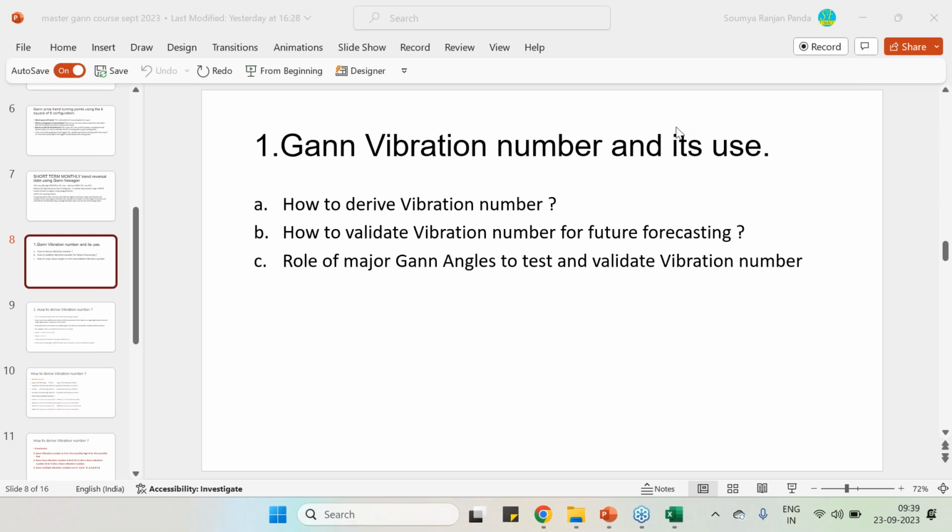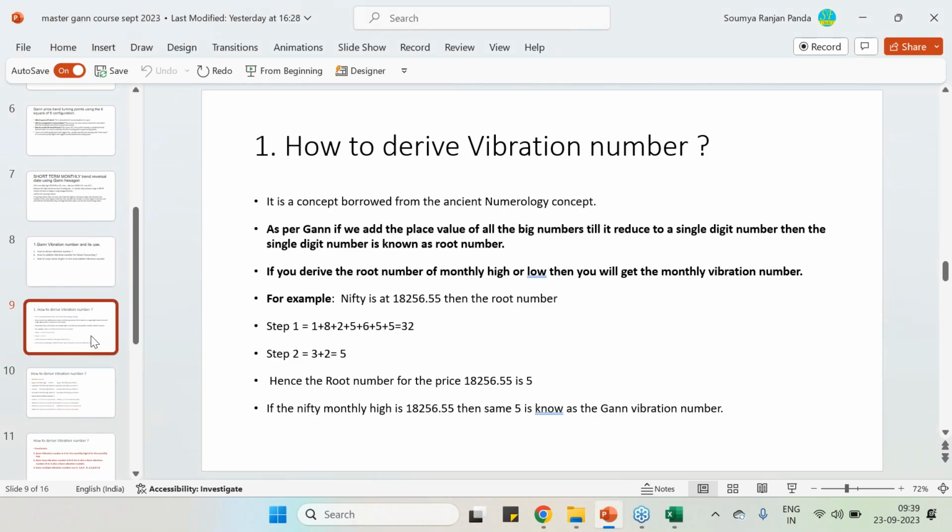Fine. So here Ramkumarji is telling that the Square of 144 and vibration numbers are brilliant works. Yes, indeed they are brilliant works. I will show you the proof today. You will be astonished at the outcome of this particular vibration number. So the vibration number is a root number which is derived from that number. You can say that it is a root number and it is borrowed from the ancient numerological concepts.